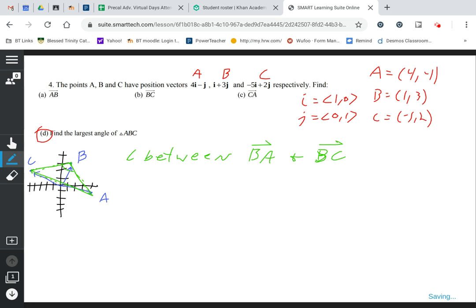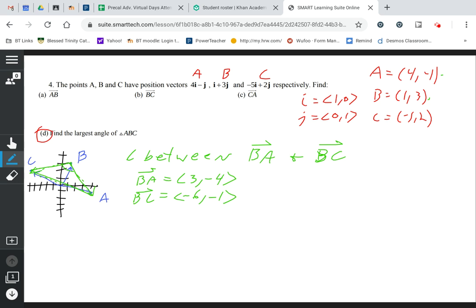So we actually need to find the vectors BA and BC first. Let's look at BA. B goes from (1, 3) to (4, -1). So for BA, my x values are going up 3 and my y values are going down 4. And then for BC, the vector from B to C, my x values are going down 6 and my y values are going down 1. So those are my respective vectors BA and BC.